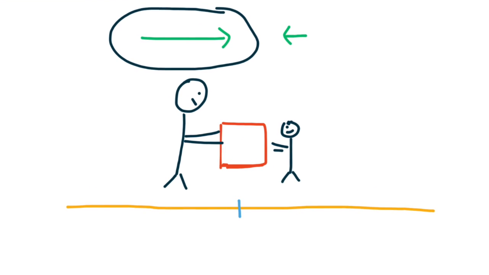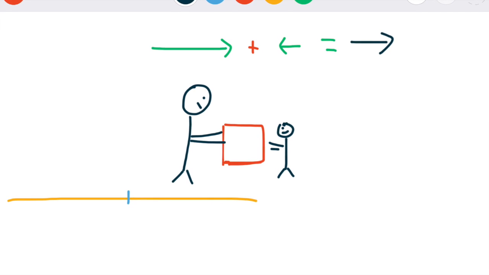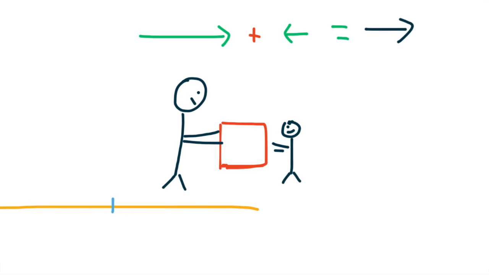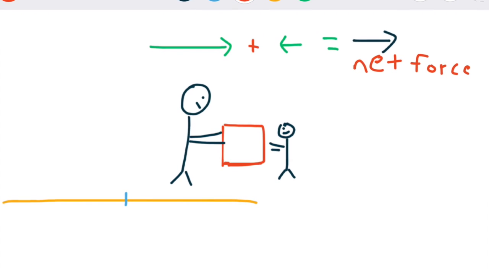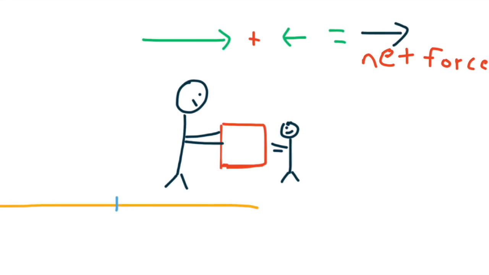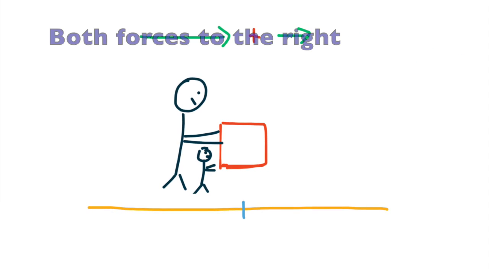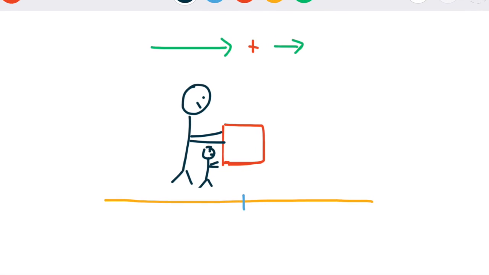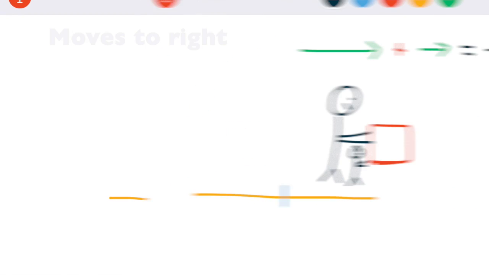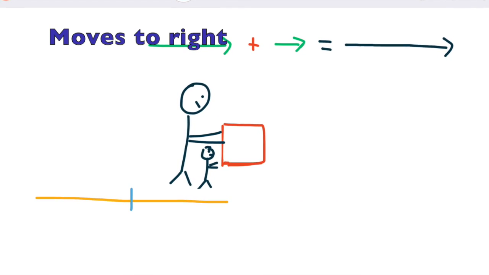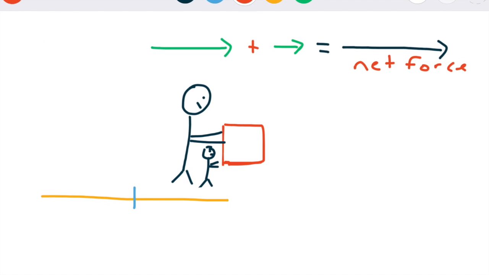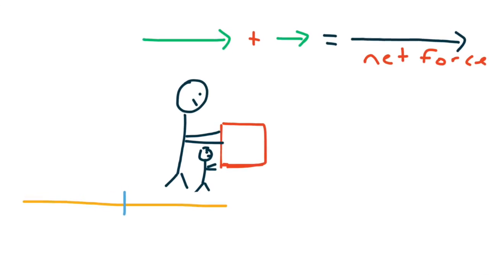But in that case, some of the rightward force was actually canceled out by the smaller force because the forces were in opposite directions. If both forces were in the same direction, the object is still going to move to the right, but in essence, the forces that are going in the same direction would really just be added to each other.